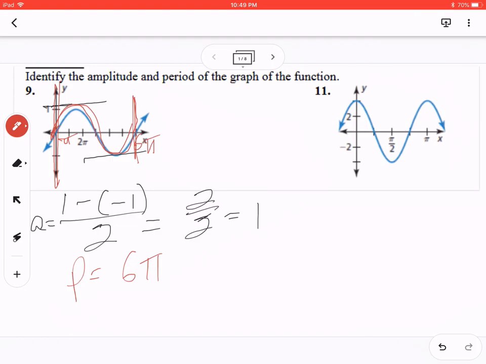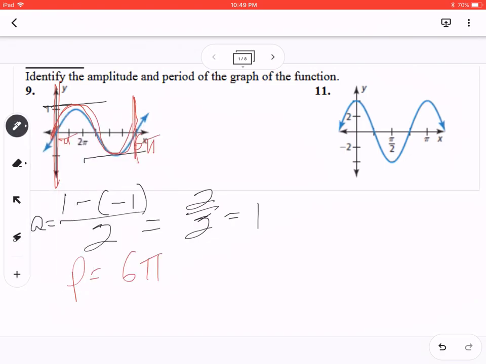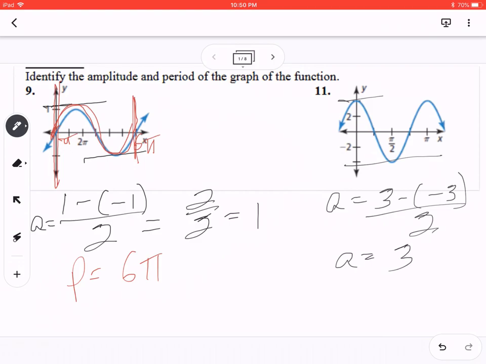In question 11, let's look at the amplitude first. The max is 3. Subtract off the min, which is negative 3, and take half of that. So the amplitude would be 3 minus a negative 3, which is the same as 3 plus 3, which is 6. Divided by 2, the amplitude is 3.